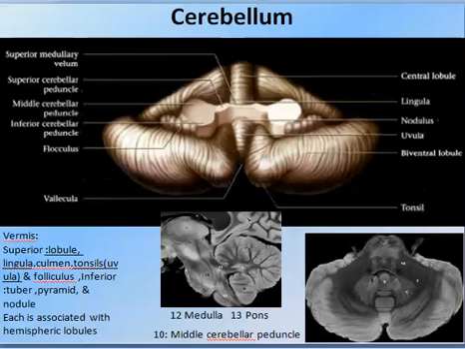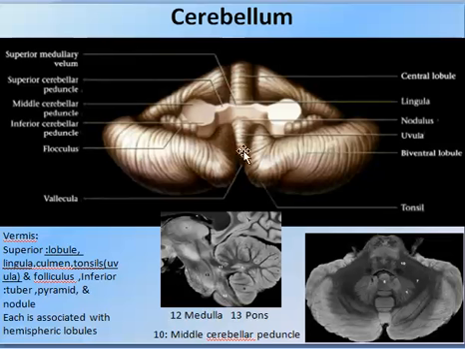Now the cerebellum. We have the cerebellar hemispheres, and we have the connection between the cerebellum and the brain. Superiorly there is the superior medullary velum, and this is the superior cerebellar peduncle, middle cerebellar peduncle, and inferior cerebellar peduncle, and thus we can say cerebellar peduncles in general.